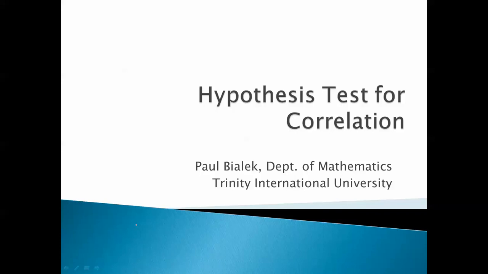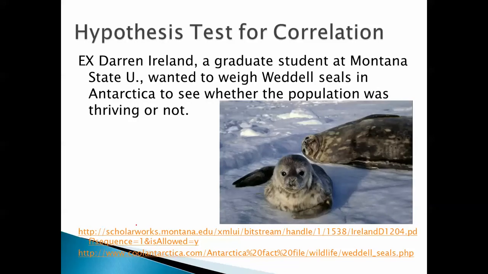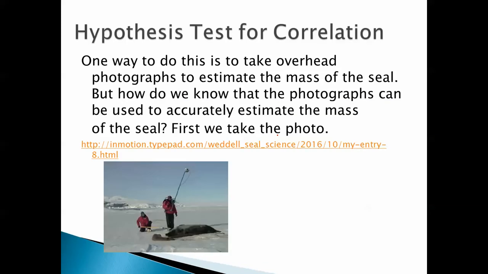Let's look at a hypothesis test for correlation. Darren Ireland, a graduate student at Montana State University, wanted to weigh Weddell seals in Antarctica to see whether the population was thriving or not. One way to do this is to take overhead photographs to estimate the mass of the seal. But how do we know that the photographs can be used to accurately estimate the mass of the seal?